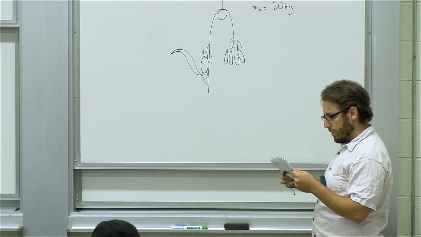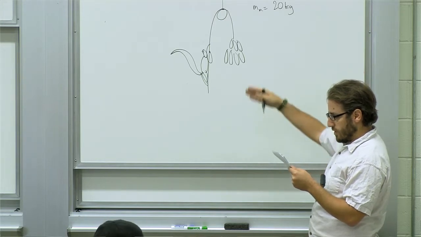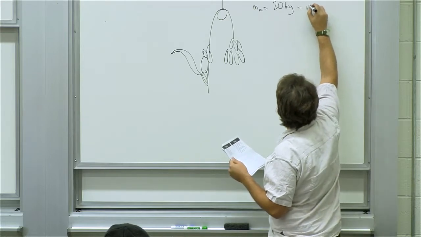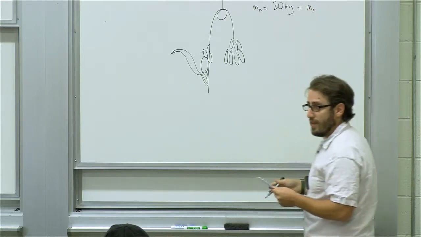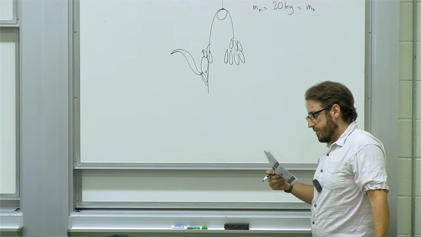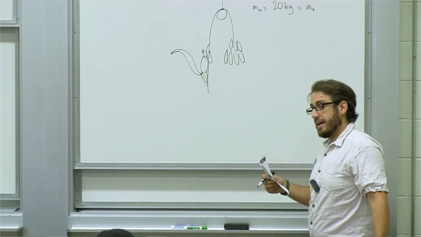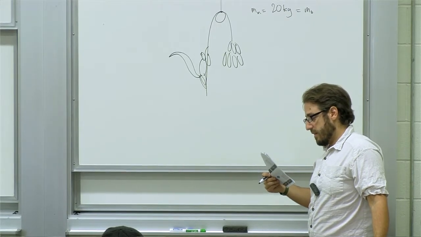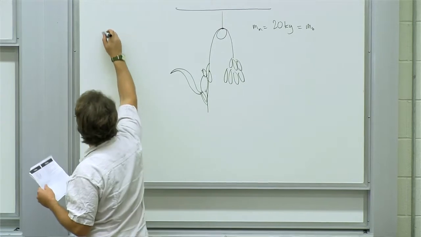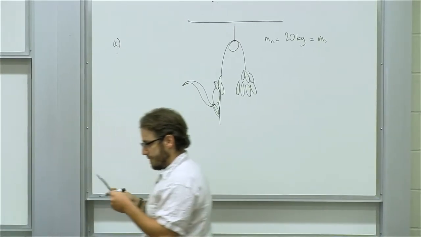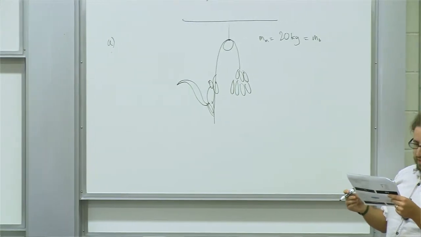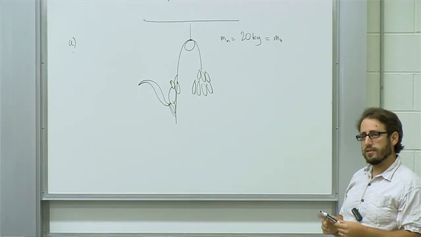A 20-kilogram monkey has a firm hold on a light rope that passes over a frictionless pulley and is attached to a 20-kilogram bunch of bananas. So the monkey and the bananas are the same weight, same mass. The monkey looks up, sees the bananas, and starts to climb the rope to get to them. A, as the monkey climbs, does the distance between the monkey and the bananas decrease, increase, or remain constant?